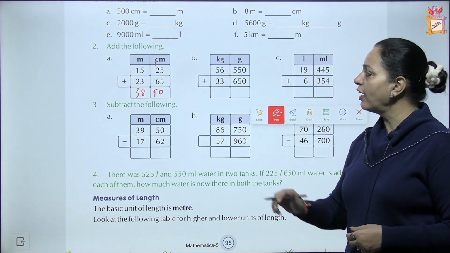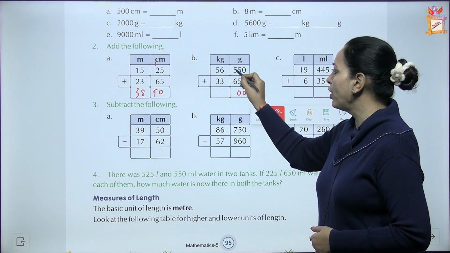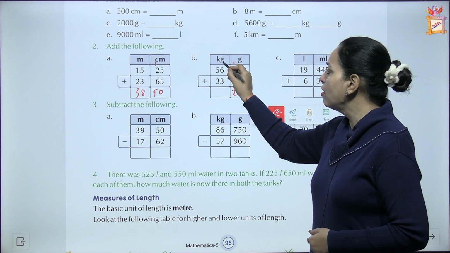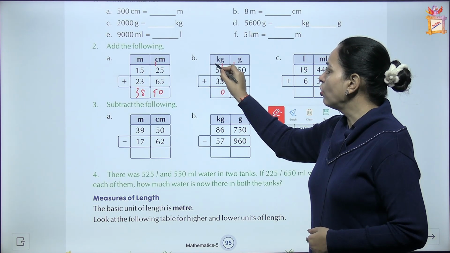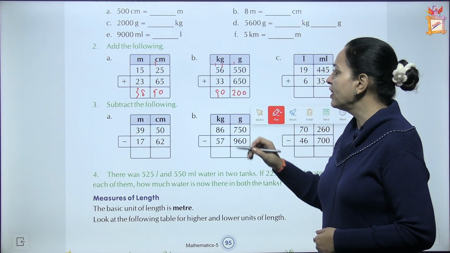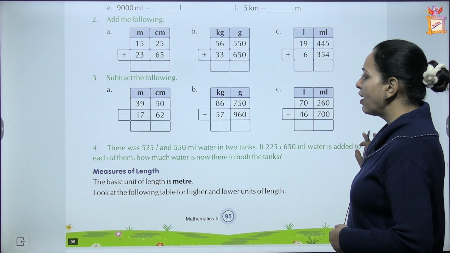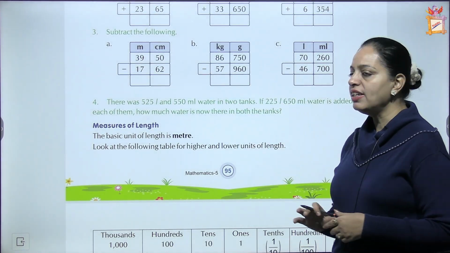Now do B part, kg and gram. So here 0, 5, 5, 10, 0 here. 1 carry, 6, 5, 11 and 1, 12. 2 here. 1 carry, 6, 3, 9 and 1, 10, 0 and 1 carry, so 90 kg, 200 gram. Similarly, you can do C part, same. Now third question, subtract the following. You can try these sums.